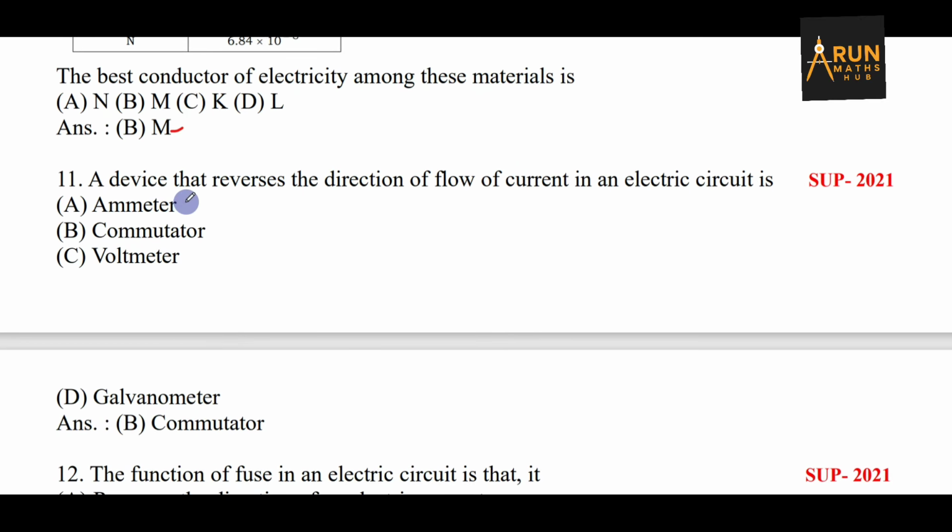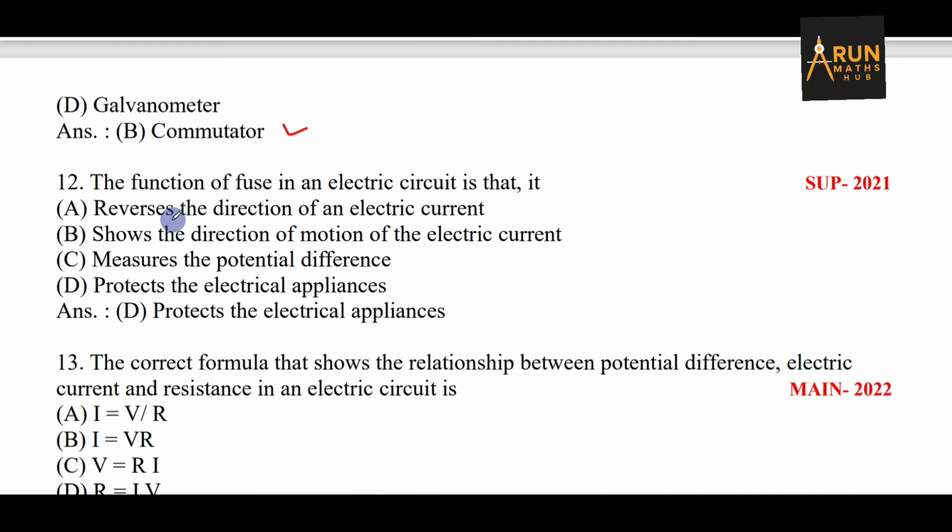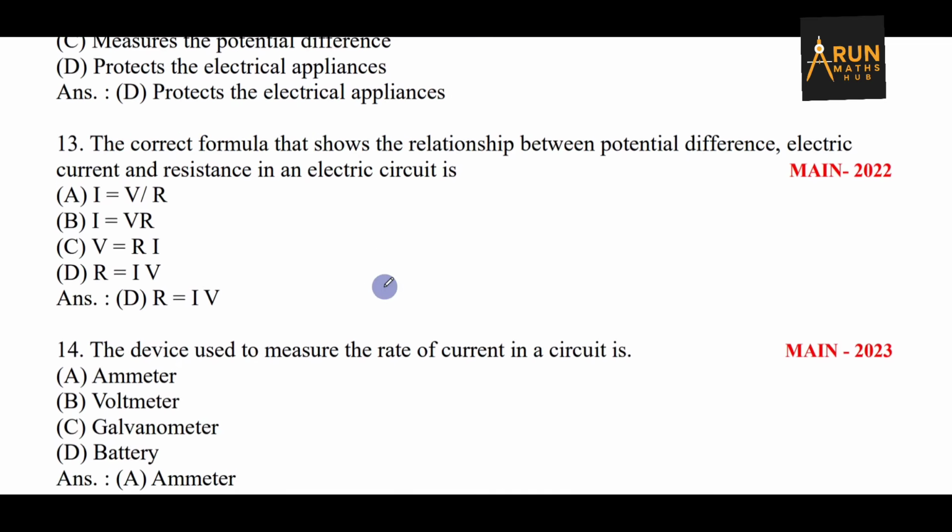A device that reverses the direction of flow of current in an electric circuit is commutator. Commutator reverses the direction of electric current. The function of fuse in an electric circuit is that it protects the electrical appliances. When a higher current flows, the fuse melts and breaks the circuit, hence protects the electrical appliance. This can be asked in 2 marks also.